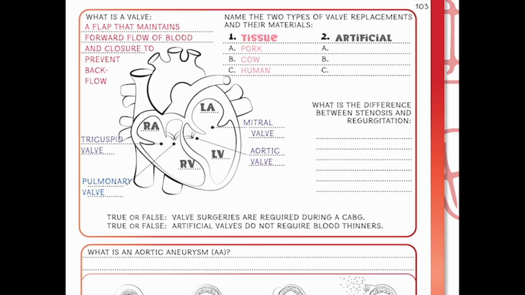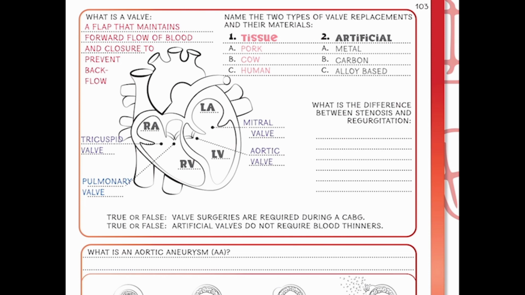And our artificial valves can be made of metal or carbon or alloy based. And we know these valves are going to last longer, but they're contraindicated for people in high-risk activities. They do require anticoagulation therapy or blood thinners.